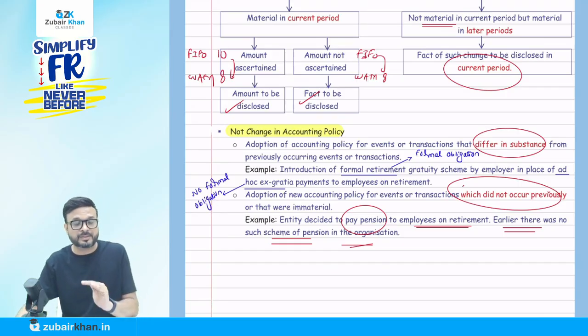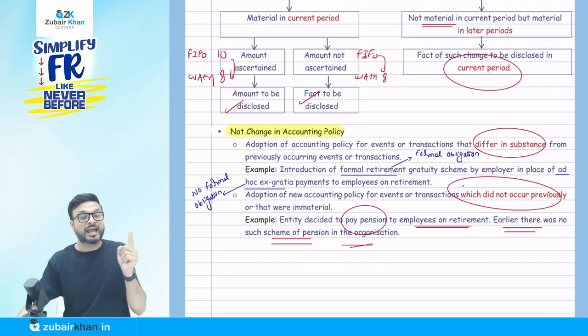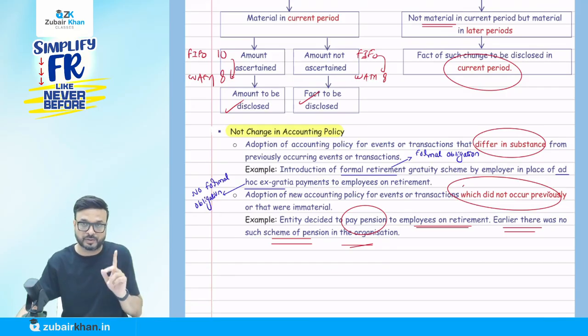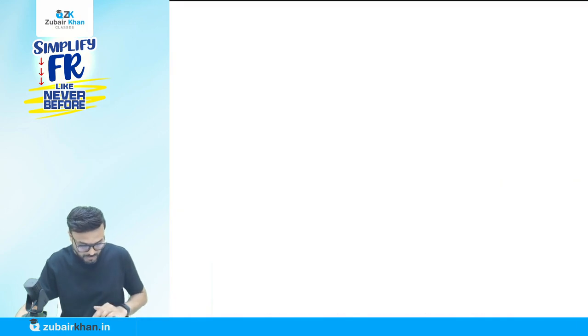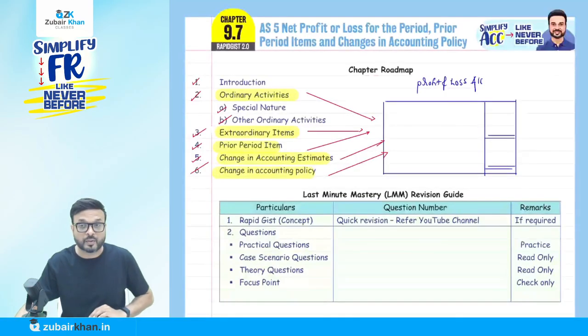So differing in substance is not a change in accounting policy, and introducing a new accounting policy is also not a change in accounting policy. Remember these two examples: from no formal obligation to formal obligation, or introducing a new policy which was not there earlier. That is also not a change in accounting policy. Basically, it is introduction of a new accounting policy. Okay, so this is all about accounting standard 5.